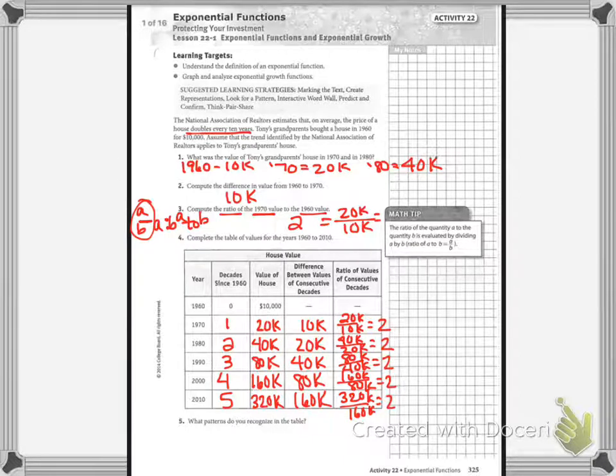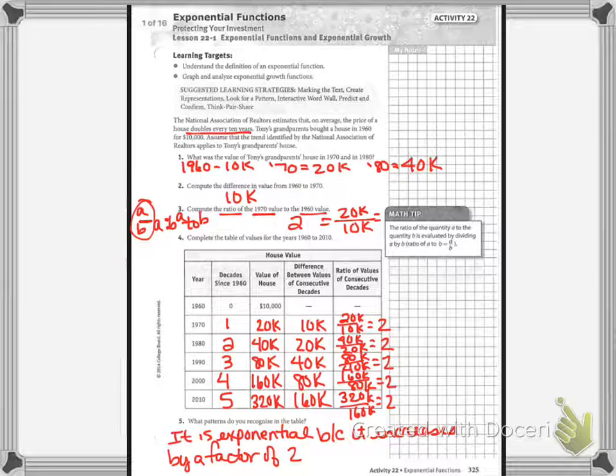It says, what patterns do you recognize in the table? Well, one, it is exponential, because it increases by a factor of 2. And when we graph it, we're going to see that the graph will curve. Okay, so it's kind of like our geometric sequence, which was also exponential.